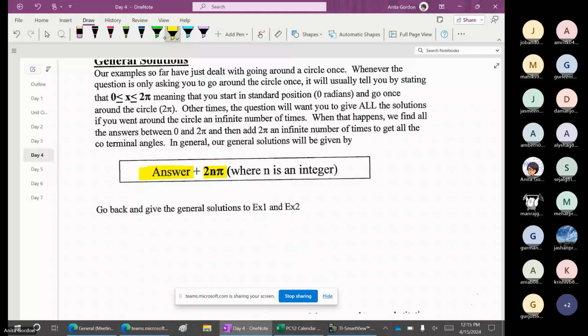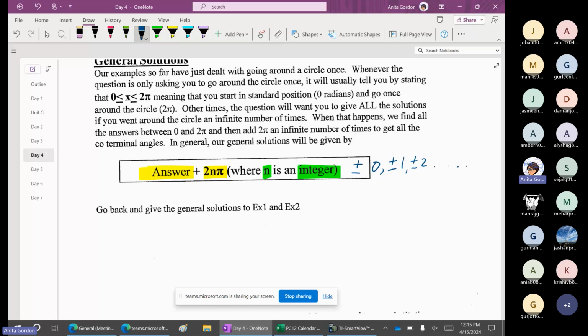integer. Who remembers the definition of an integer? No fractions, no decimals. What else? Could be negative or positive. So negative or positive whole numbers and 0. So plus or minus 0, plus or minus 1, plus or minus 2, etc. No decimals or fractions. So you can walk around the circle forwards or backwards as long as you end up on the same spot. That is a solution.